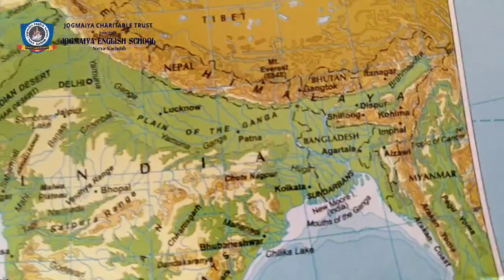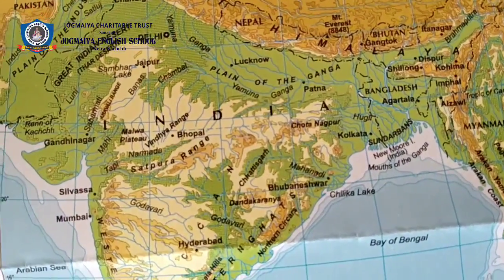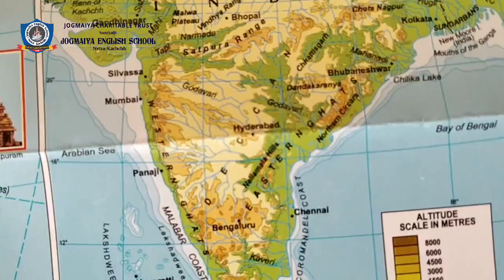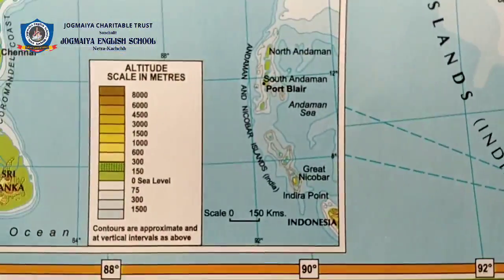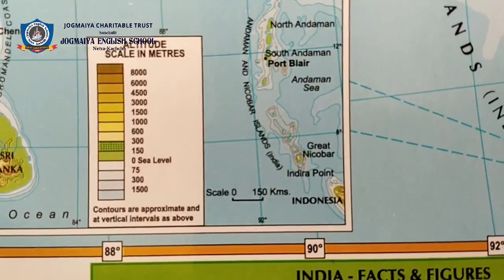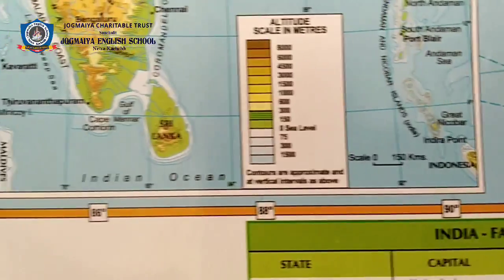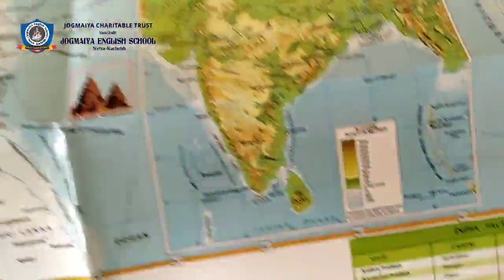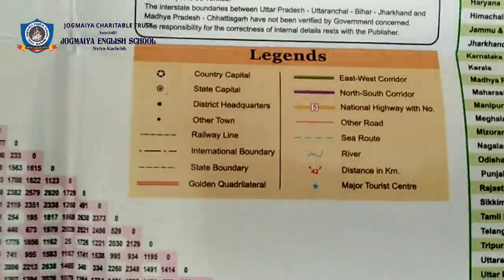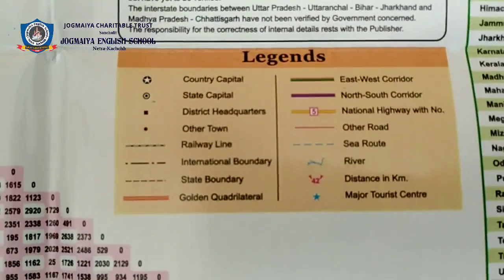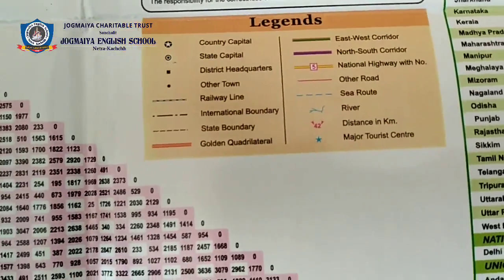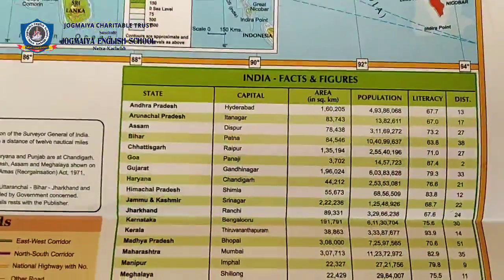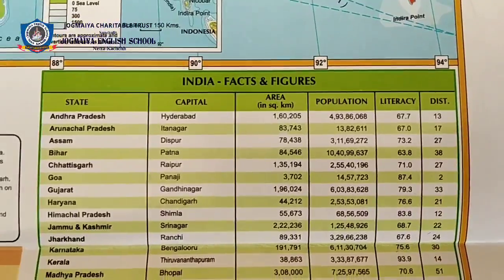Plain of Ganga in green color. Here is the scale, scale in meters. This is the Indian Ocean. The blue colored body is the Indian Ocean. These are also symbols: capital, state, district, etc. You see, India facts and figures.